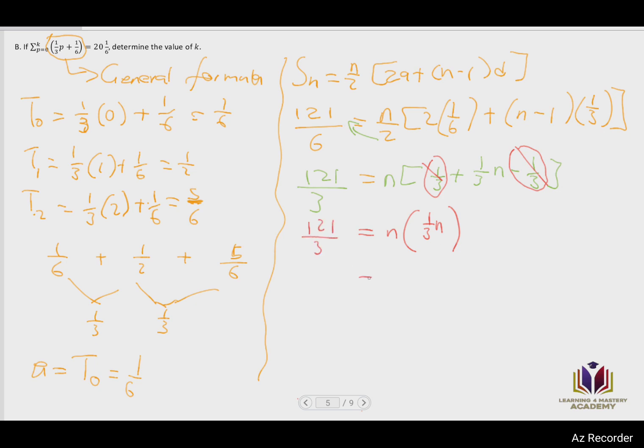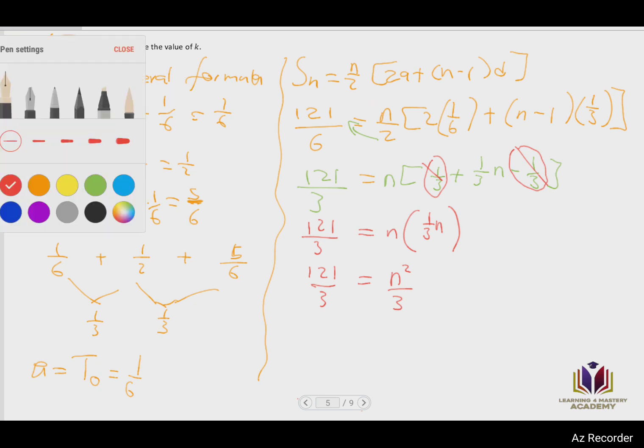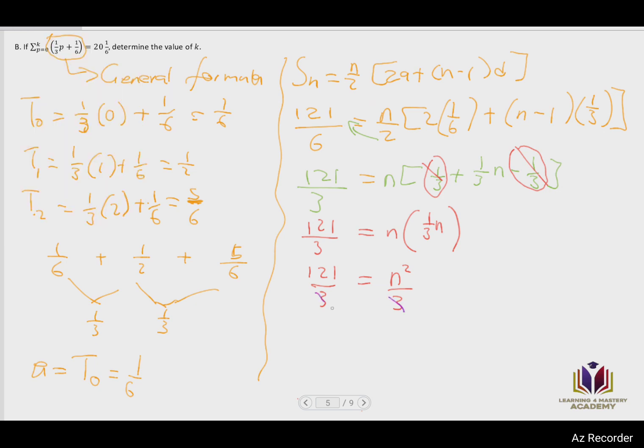I can multiply these two. This is going to give me n squared over 3. That side I have 1 1/3, right? Now, as you can see, I have two fractions. The denominators are the same. I can just drop the denominators and equate the numerators, n squared, then I square root both sides. This cancels that. My n is going to be plus minus 11. However, your n cannot be a negative. So then you'll say, therefore, positive 11 is equal to n.